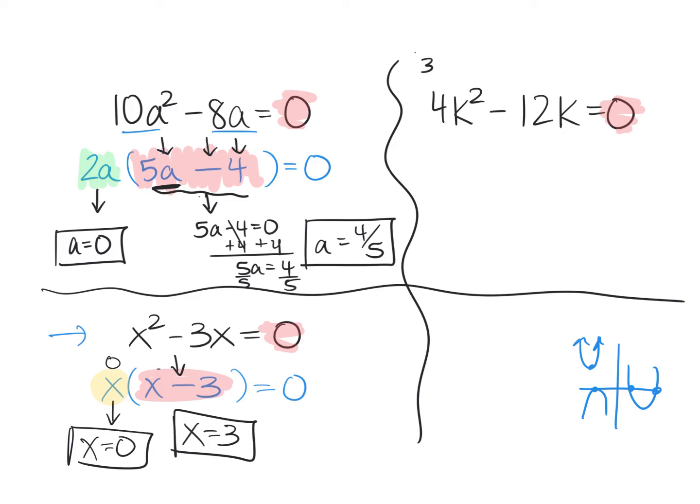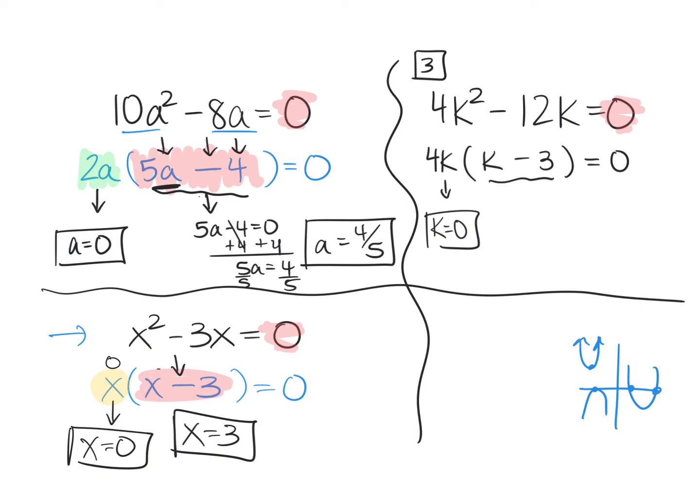I'd like you to try problem number 3 up here. Pause the video and see if you can come up with a solution or solutions. Okay, hopefully you had a chance to try it. The greatest common factor is 4k. So 4k times k minus 3 equals 0. What would make this equal 0? Well, 4 times 0 would give me 0. And inside here I would need a 3, because 3 minus 3 would be 0, so k equals 3. Those would be my 2 solutions.